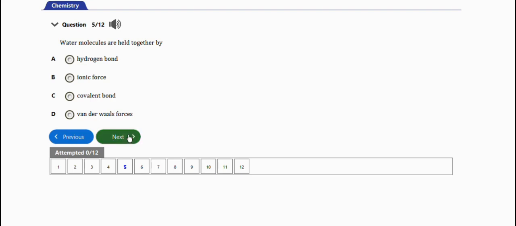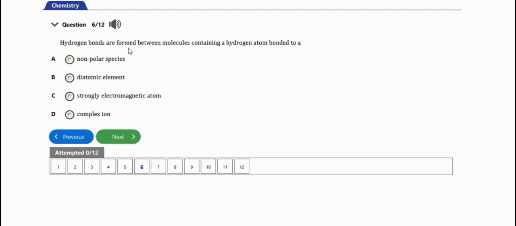The next repeated question will be this one. It says hydrogen bonds are formed between molecules containing a hydrogen atom bonded to a strongly electronegative atom. So the right answer is option C, guys. Take note of this question.